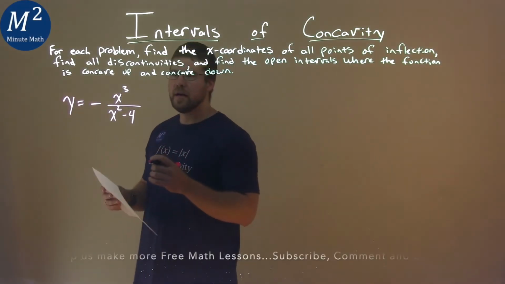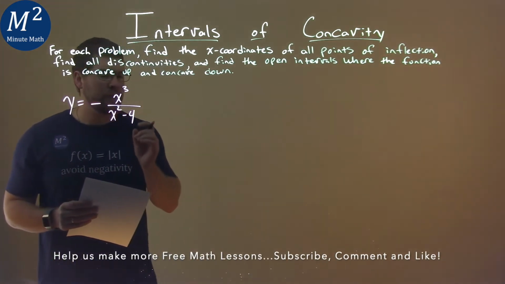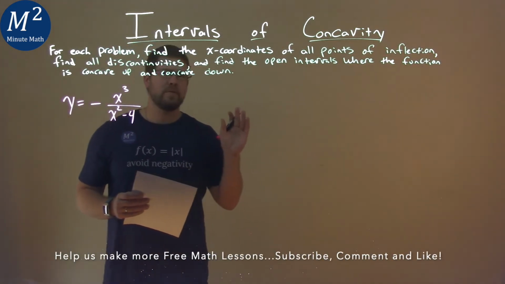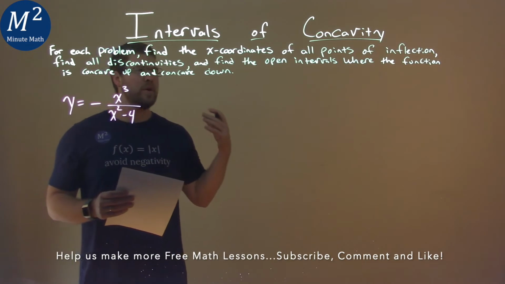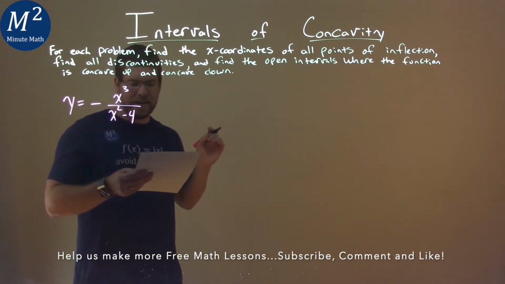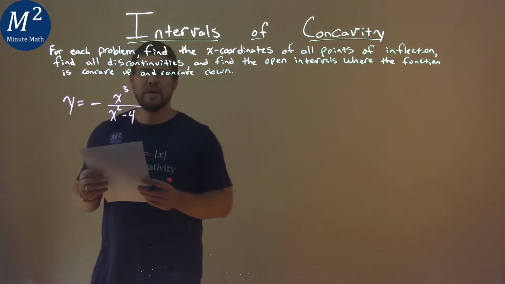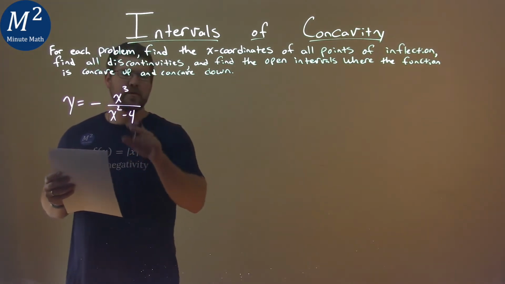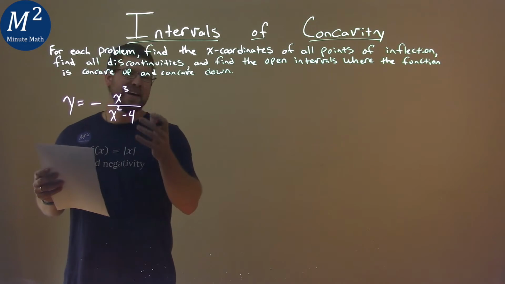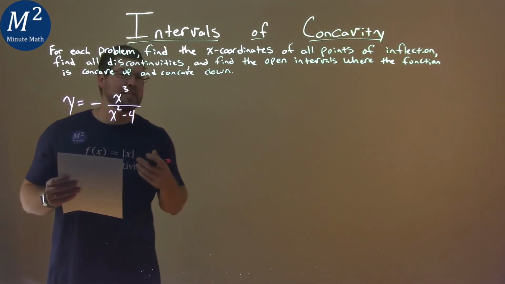y equals negative x to the third power over x squared minus 4. And we have to find the points of inflection, discontinuities, and the open intervals where the function is concave up and concave down. Now, what we want to do here, I first want to find where it's discontinuous. And since this is a rational function, it happens when the denominator is equal to 0.